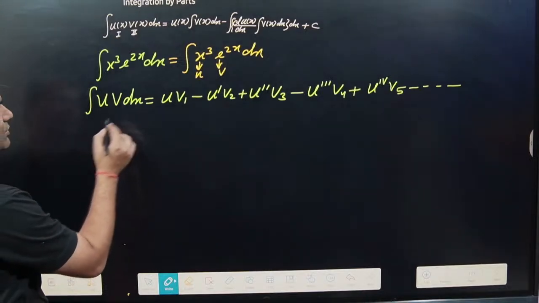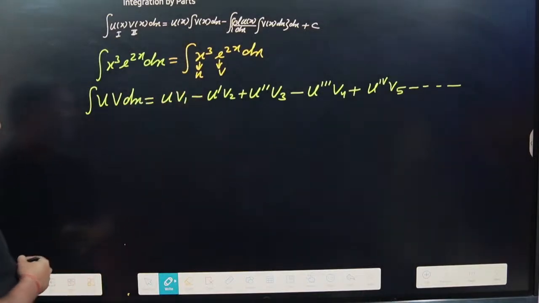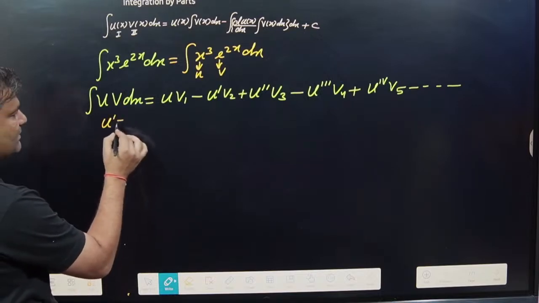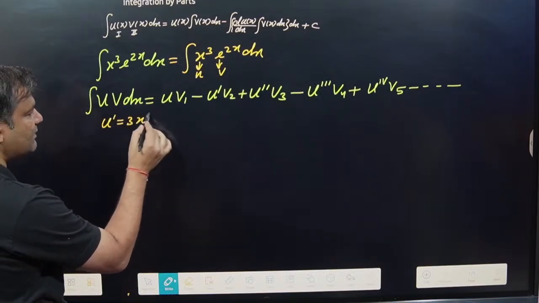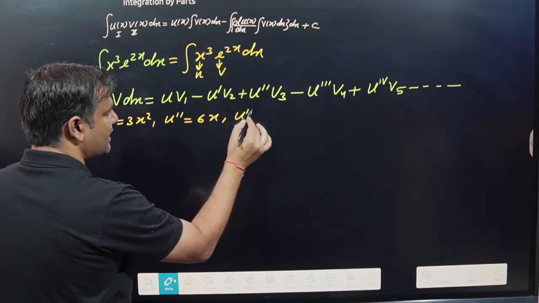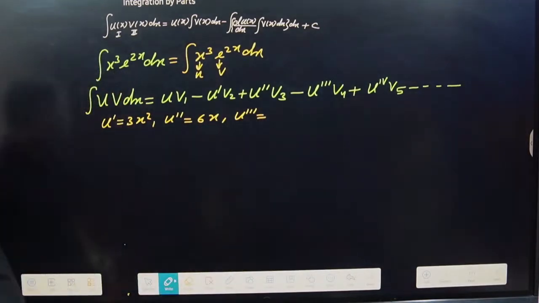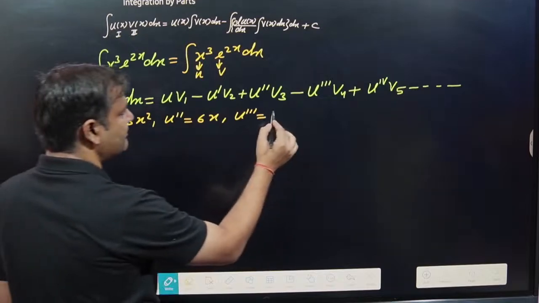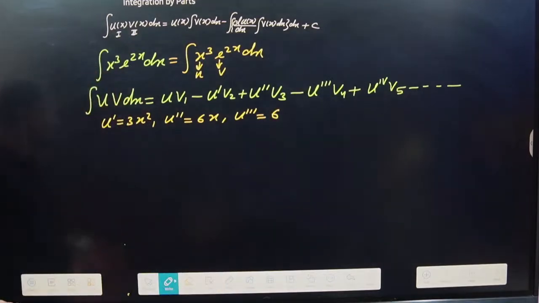So u is x cube, and v is e to power 2x. So u prime means 3x square, u double prime means 6x, u triple prime means 6. Okay, clear or not?